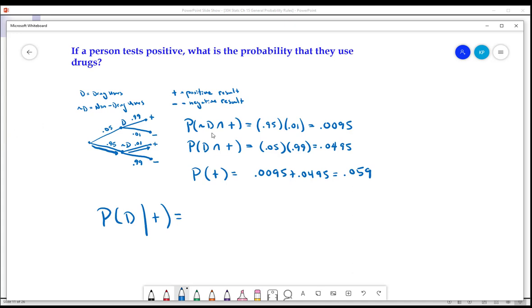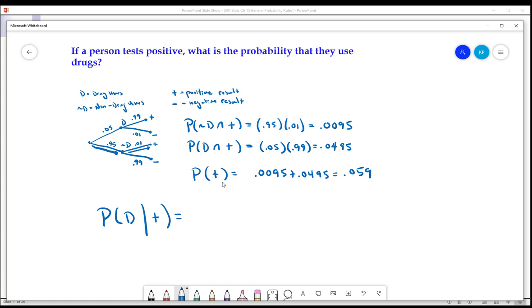So we've already calculated the probability that they don't do drugs and test positive. That's called a false positive. We have to find the probability that they do drugs and test positive, which is called a true positive. So the probability that they do drugs is 0.05 if we randomly pick somebody, times the probability that they test positive, which is 0.99, which is going to equal 0.0495.